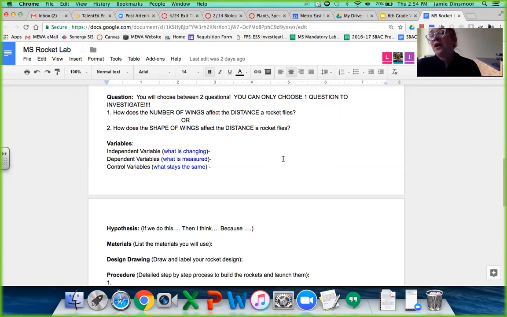Or do we? I don't know. We'll find out in this lab. You could also do the shape of the wings. You could do triangular wings, square wings, circular wings, or panel wings. Panel, yeah, exactly. So those are the 2 question choices. What we're going to do right now is develop the variables for both questions.